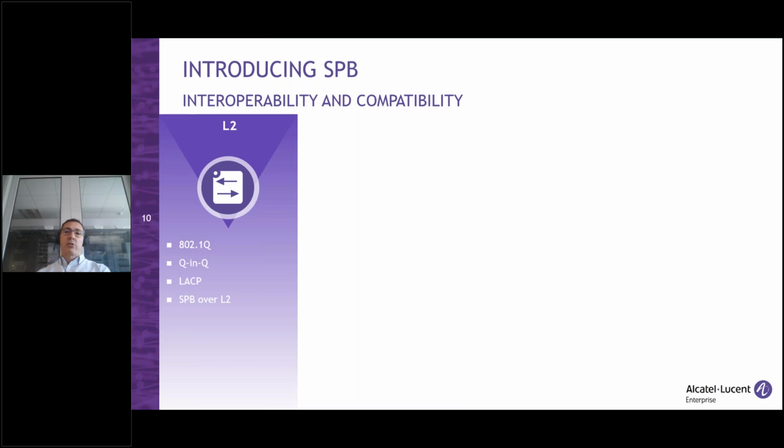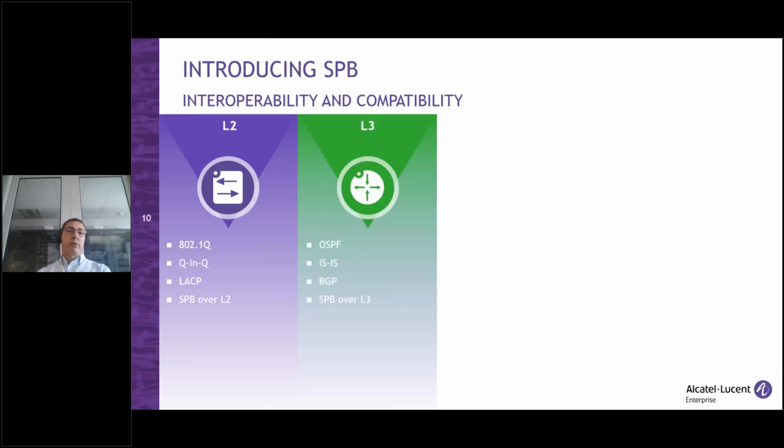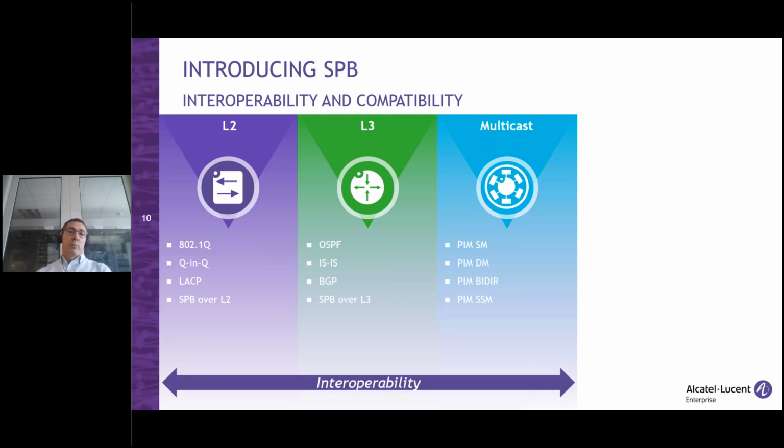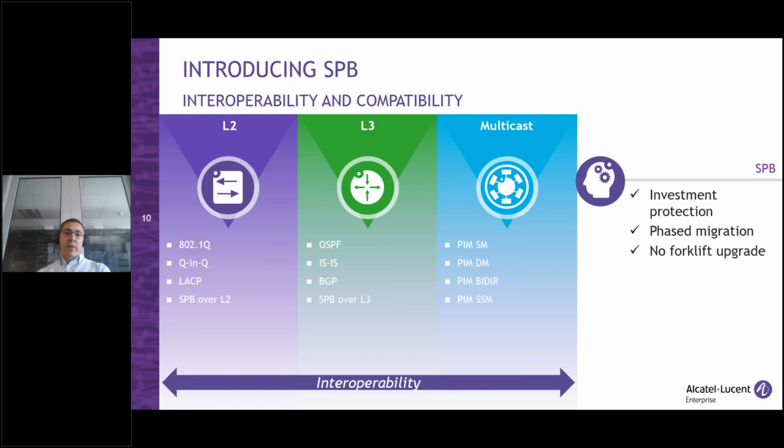Therefore, an SPB migration can start at the aggregation and core layers, while the access layer can wait until the next refresh cycle. At layer 3, routing in and out towards external non-SPB networks can use standard protocols such as OSPF, IS-IS, or BGP. And this is also valid for multicast traffic, which can interoperate through protocol-independent multicast and its different variants. So bottom line, SPB can interoperate at layer 2, layer 3, and not just unicast, but also multicast traffic. And the benefit is investment protection.